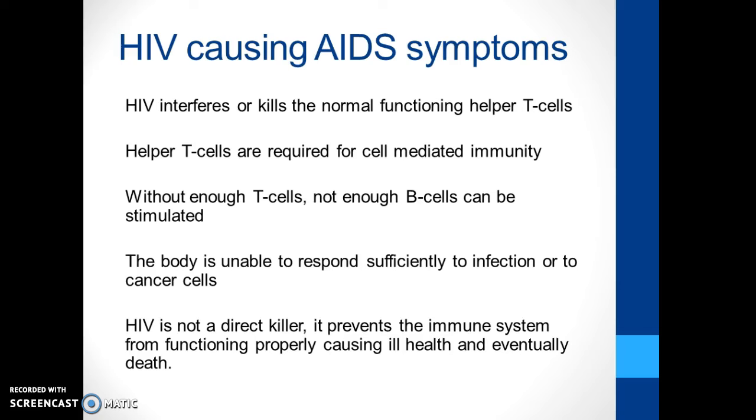So HIV itself is not a direct killer. Somebody could become HIV positive and have it living in them, and the HIV virus itself would not cause them to die. However, what it does do is prevent the immune system from functioning, and that will cause ill health. It could encourage cancer to develop because nothing is controlling those out of control cells, and eventually, therefore, that can lead to death.